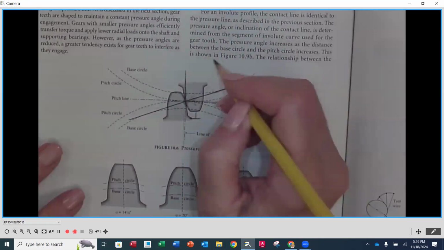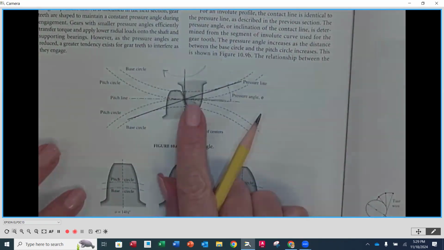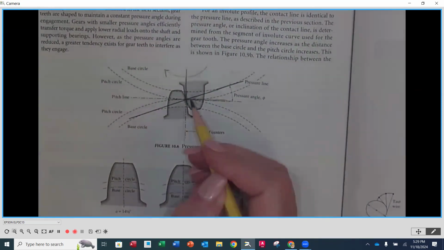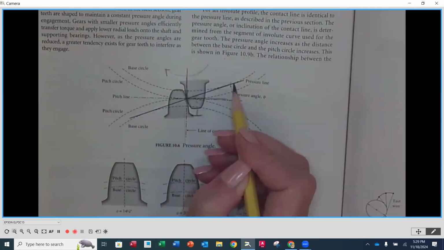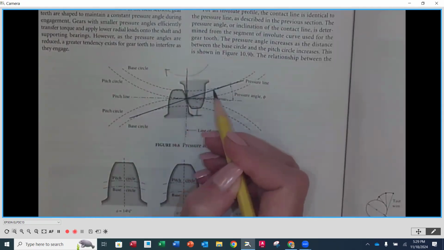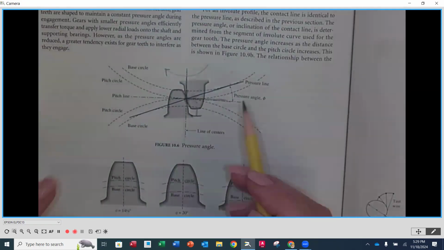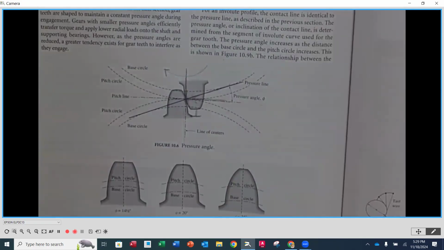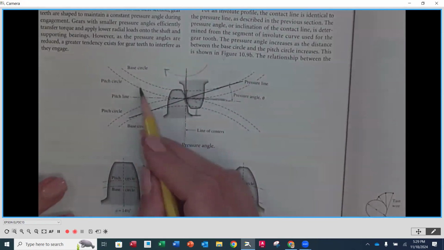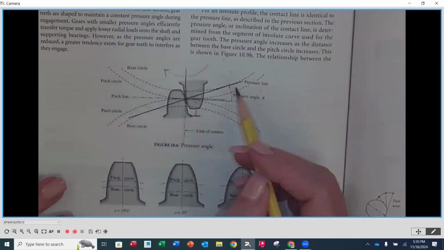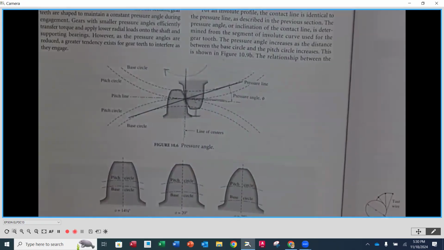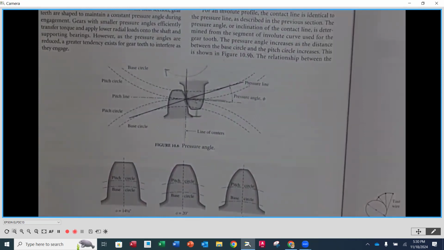So for instance, if our top gear is the driver and it's coming in going counterclockwise, that means it's going to take its force and transmit it along this line as it comes in. The line that's created is tangent to two circles called base circles for our gear teeth. So if we take a line tangent to the base circle on the upper gear and the base circle of the lower gear, it's going to pass through the point of engagement at the pitch diameter.